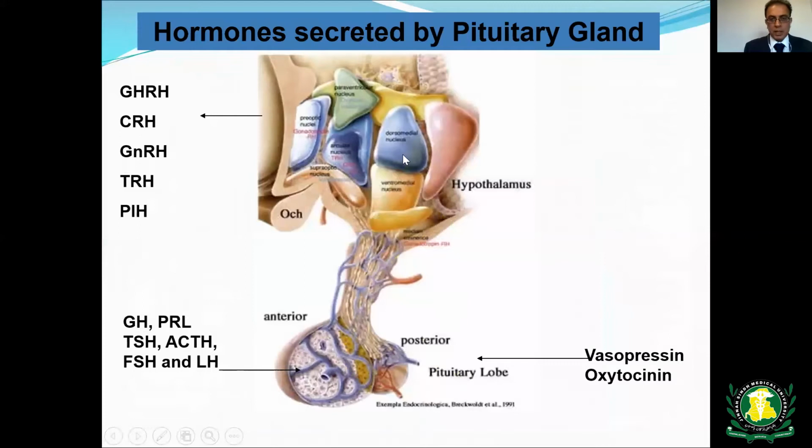So this is the hypothalamic area, which releases these inhibitory or releasing hormones: growth hormone, corticotropin, which ultimately affect the anterior pituitary gland. These inhibitory and releasing hormones work through the small blood vessels to the anterior pituitary gland to release all these hormones: growth hormone, prolactin, TSH, ACTH, FSH, and LH.